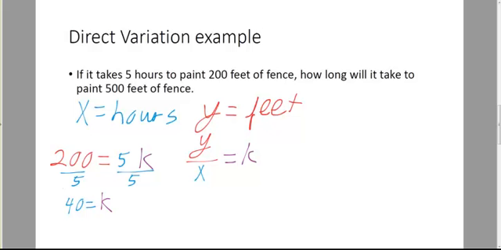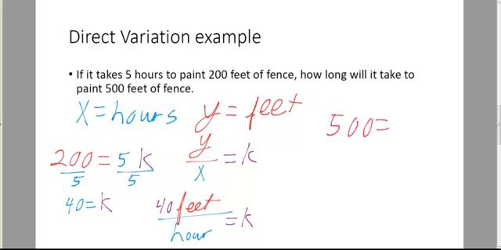And so our y is feet, and our x is hours, or hour, because we're dividing by 5, and so that means we paint 40 feet per hour. And so now we can come back and we said, well, we know we have 500 feet, and that equals x. We're trying to figure out how long it will take us to paint it, and we know we're painting 40 feet per hour. How long would this take us?